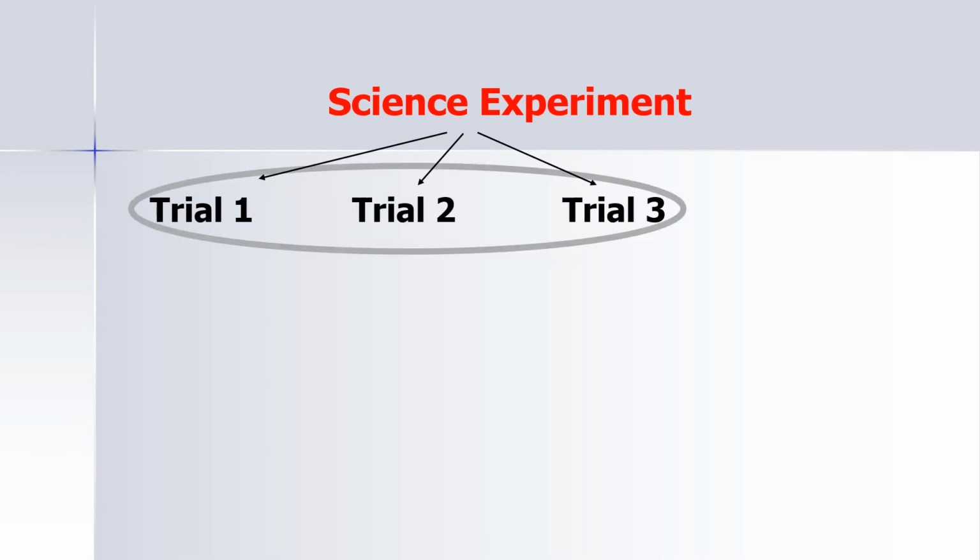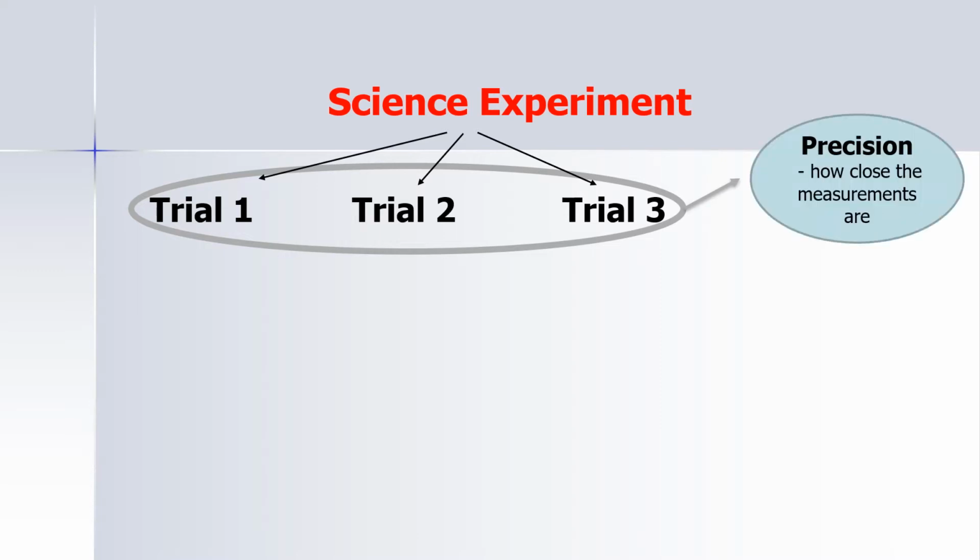And the reason why we are doing that is because we want to know how precise our measurements are, which means how close our measurements are to each other. If they're very close to each other, that means we are doing the experiment in the exact same way every time. But if our measurements are very different from each other, then that means we are doing something different each time we are performing this experiment. So that's the first thing that we want to check whenever we are doing an experiment. That's why we do three trials.